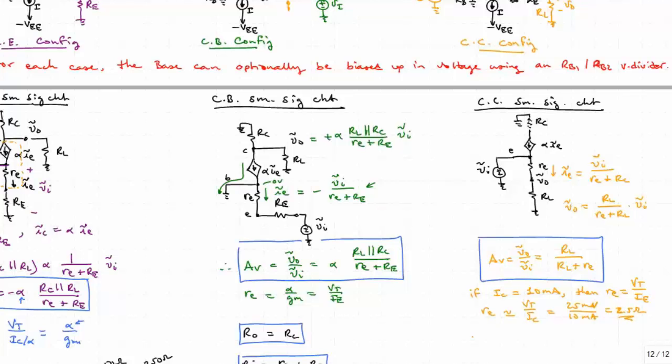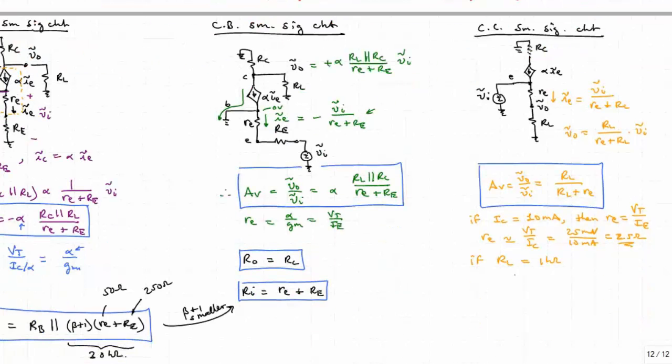Okay, so if RL, for instance, is equal to 1K, then we'd have that AV is equal to 1,000 over 1,002.5, right? Which is 0.99, probably close to 0.999 or 0.998. Okay, so the gain is very close to 1.